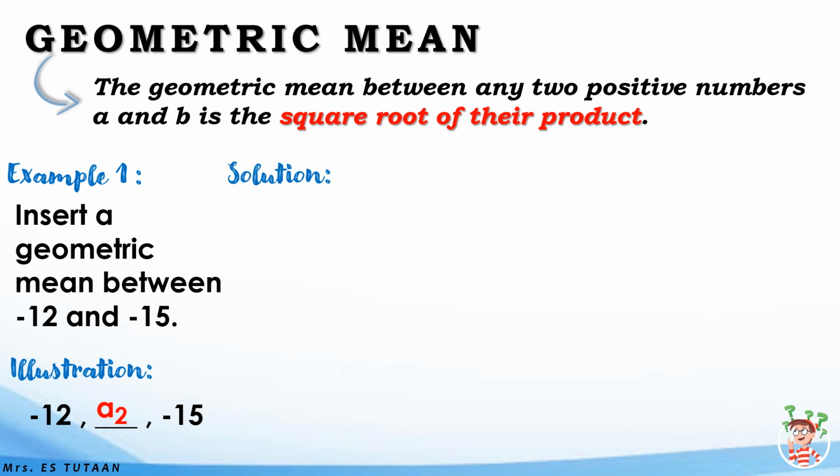So, solution, according dito sa ating definition, the geometric mean between any two positive numbers, a and b, is the square root of their product. So, we will have a sub 2 is equal to the square root of negative 12 times negative 15. So, positive, negative, square root of negative 12 times negative 15. Remember, square root, ang index niyan ay 2. So, that is even. So, we will have negative, positive as the roots.